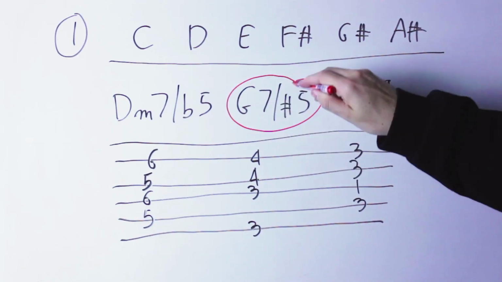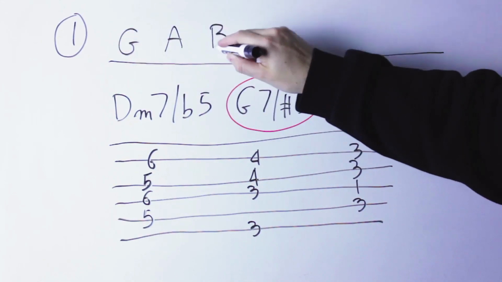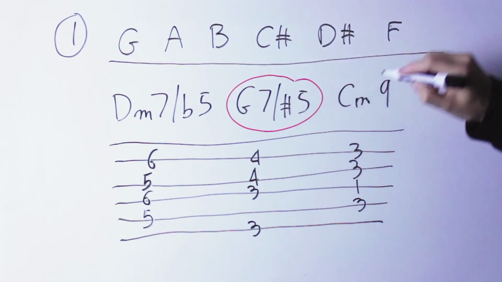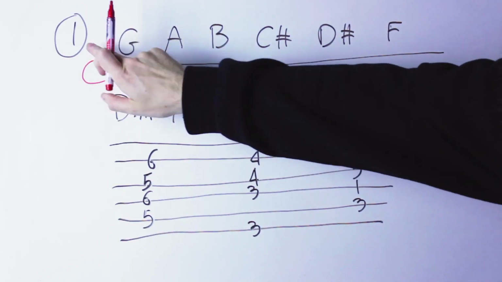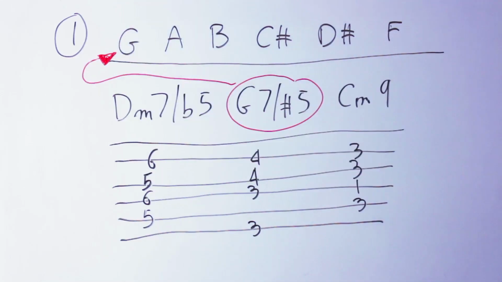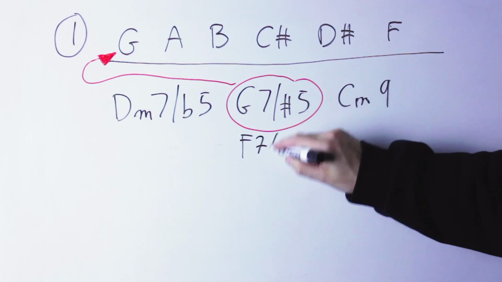This G7 sharp 5 comes from this G whole tone scale, and the flavor of the whole tone scale is so strong in this chord that in fact you can substitute any other chord coming from this scale and it will still work. So for instance, I can play D minor 7 flat 5, F7 sharp 5, C minor 9.